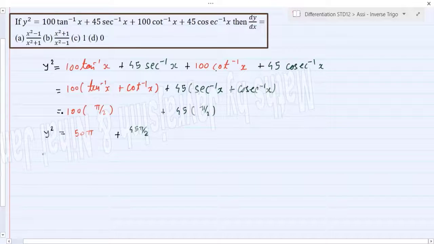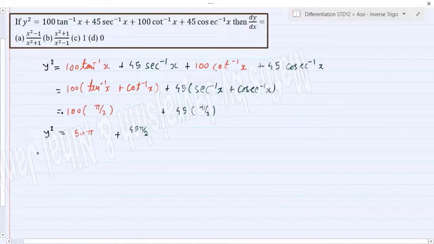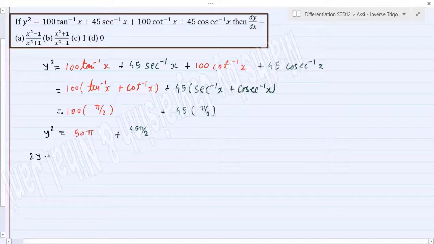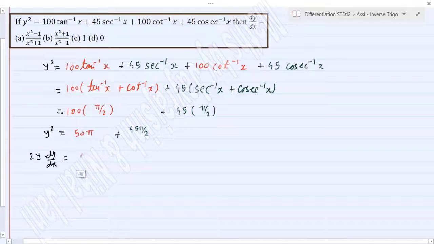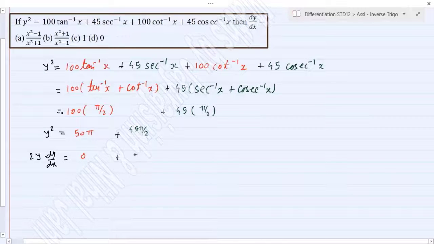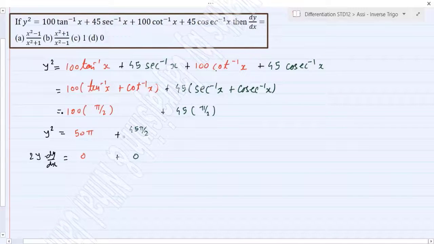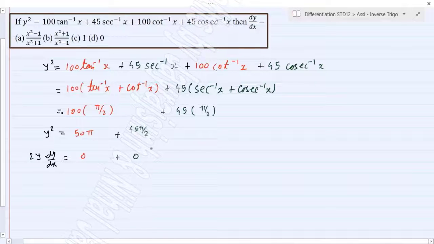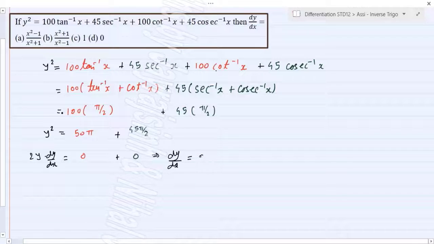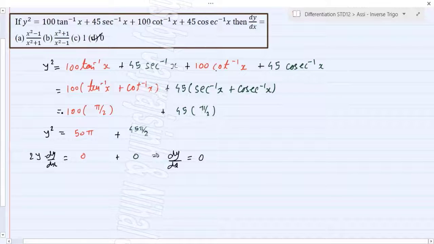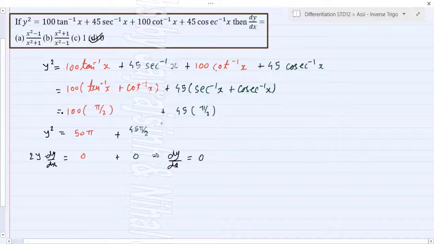So if we differentiate with respect to x on both sides, we will get 2y dy by dx on the left side and 0 plus 0 on the right side because both terms are purely constant terms. Or we can say your dy by dx is simply 0, which is given in option D. Ta-da!